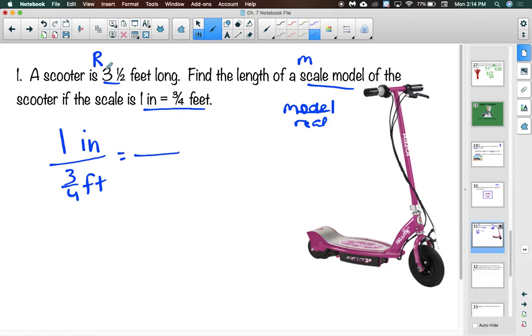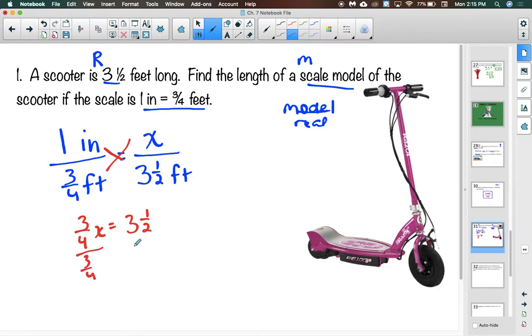Now we need to figure out where to put this 3 1/2 feet. Well, 3 1/2 is the real life length of the scooter, so we're going to put that down here with the real life measurements, 3 1/2 feet. We're going to use an X to represent the model length of that scooter. Now we're going to cross multiply, and we get 3/4 X equals 1 times 3 1/2, which is 3 1/2. So we have to divide both sides by 3/4 to get the X isolated, and here's where we need to use our complex fraction.